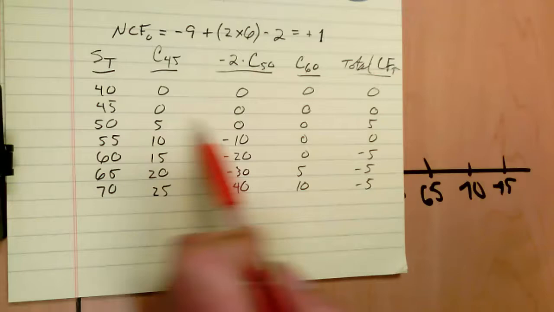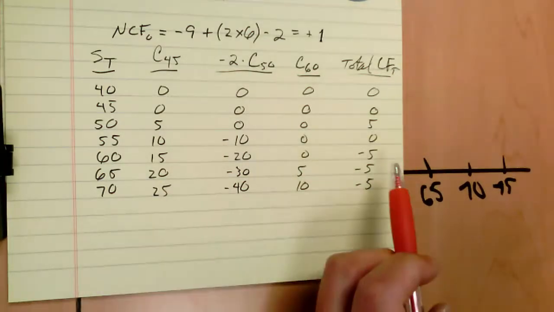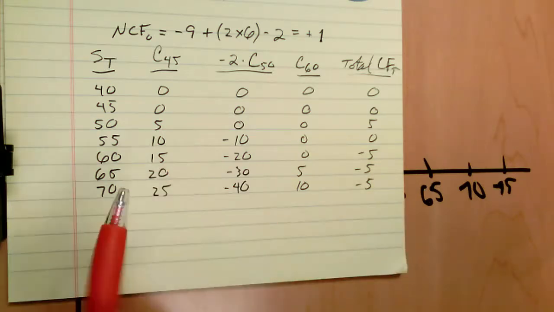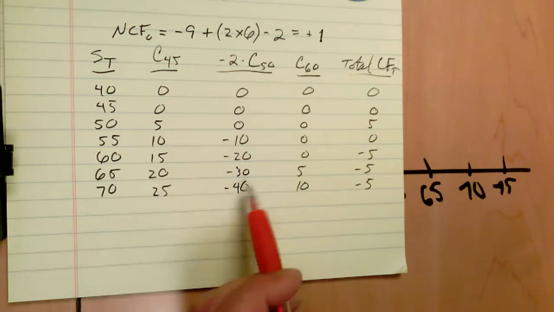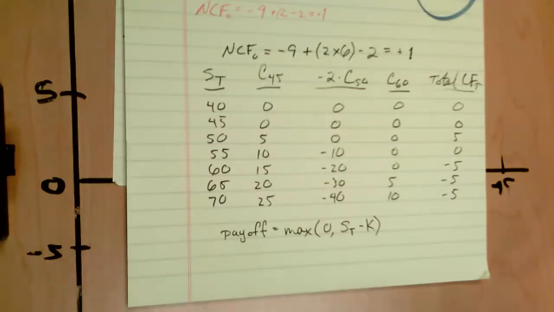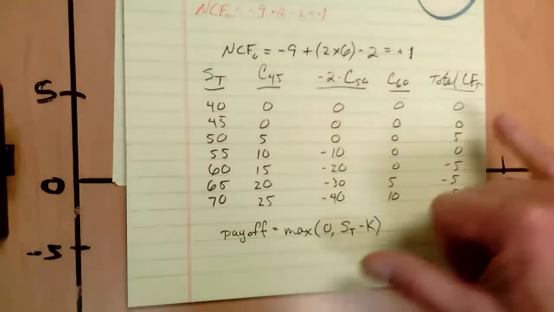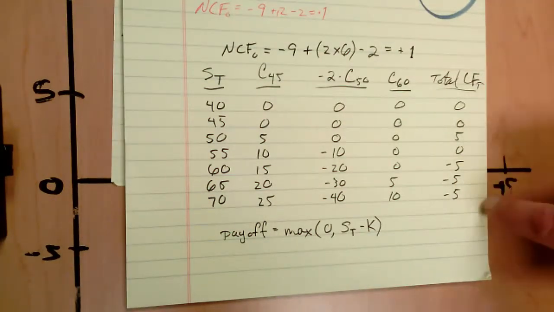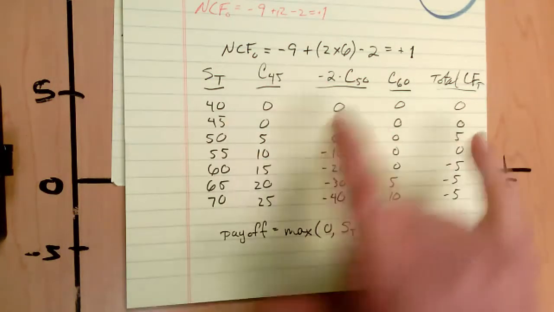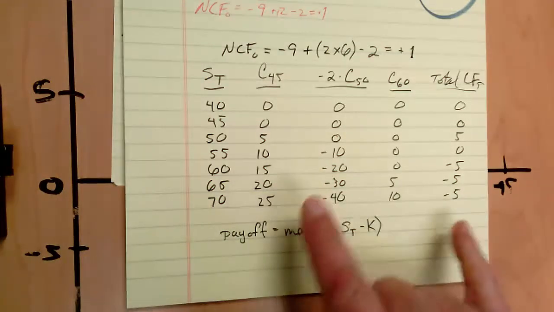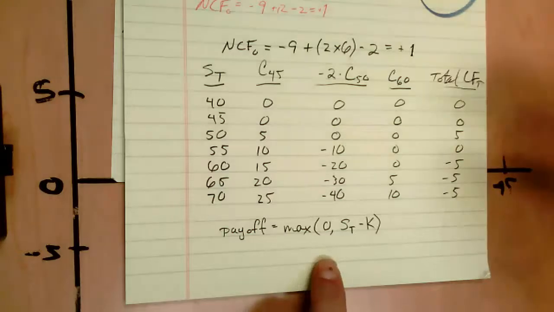So zeros here, zeros at 45, then 5 plus zeros plus 0 is 5 at 50, 0 at 55, 10 minus 10, and then negative 5, 15 minus 20. And we can see that 20 minus 30 plus 5 is also negative 5. So if you were to plot the total cash flows after summing across the rows, you would get this. You'd be plotting these points: at stock price 40, the payoff is 0, then 0, 5, 0, negative 5 at 60 and above. So we'll be graphing these numbers.